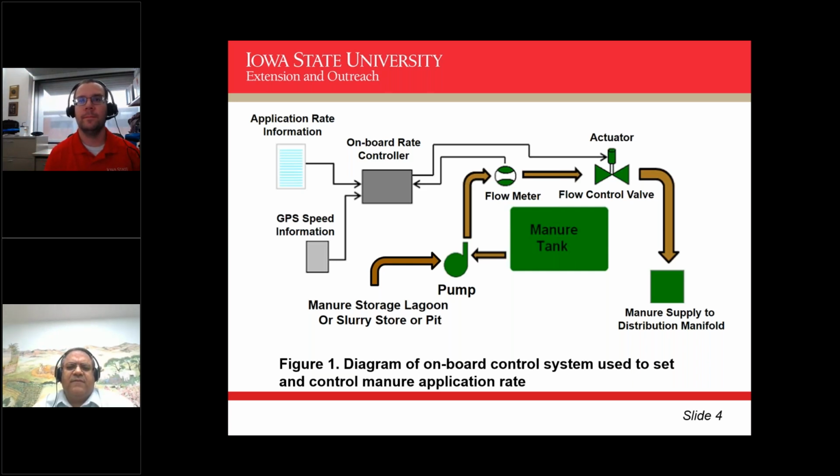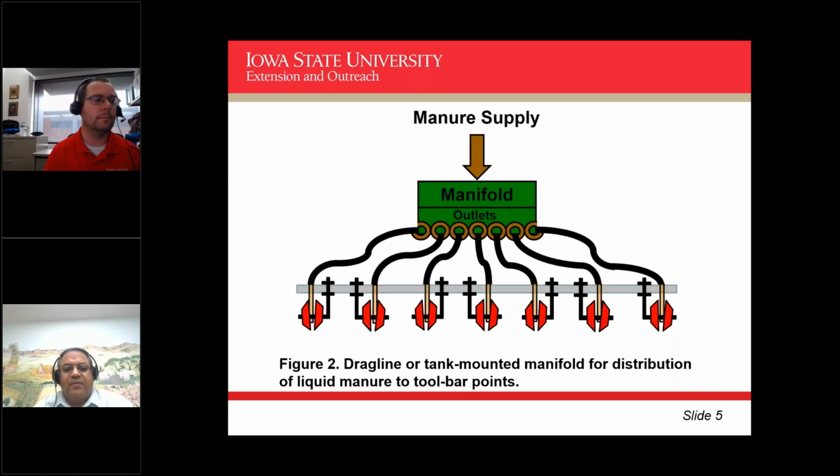Just to give an idea, when we are applying manure out in the field, especially liquid manure, we typically carry it in a manure tank, and we have a pump that runs that manure back to the toolbar. To get the manure out to each of the points on the toolbar, we typically use this manifold. So the onboard controller and the GPS information, which includes the drive speed, basically decides how much liquid manure in gallons per minute will flow out to the manifold.